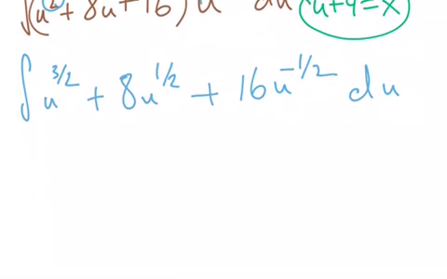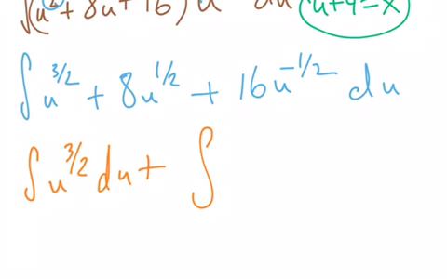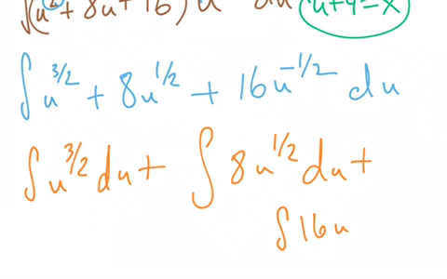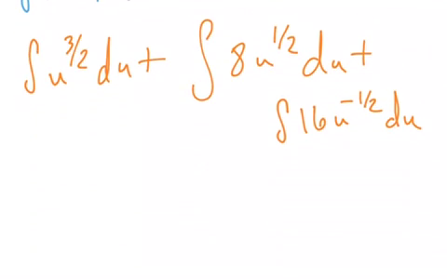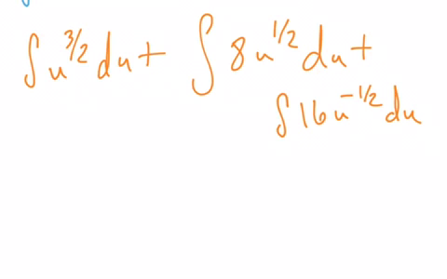So from here, we can easily partition these up and solve them separately. So the integral of u to the 3/2 du plus the integral of 8u to the 1/2 du plus, I've run out of space, the integral of 16u to the negative 1/2 du. And each of these can be solved pretty effortlessly.